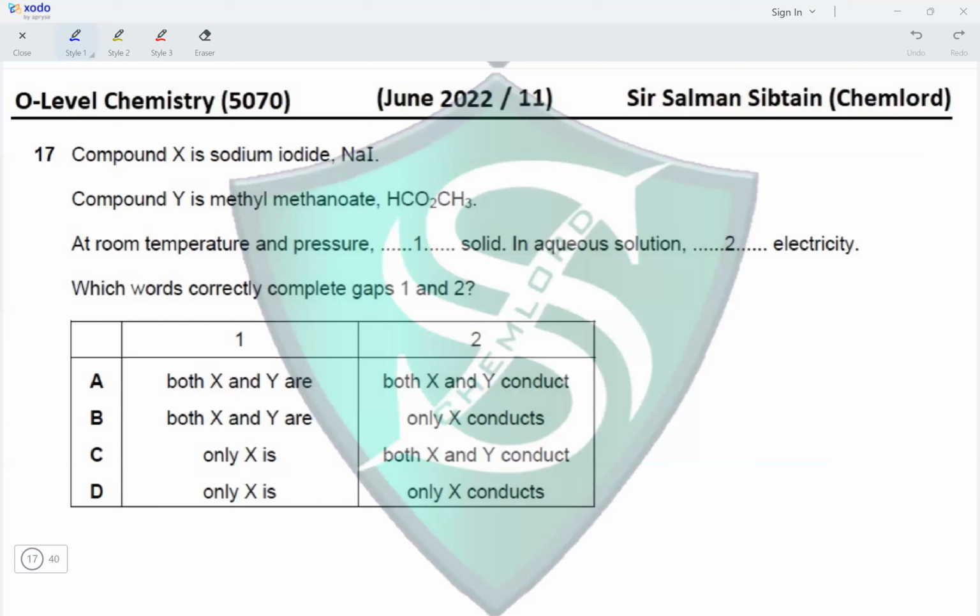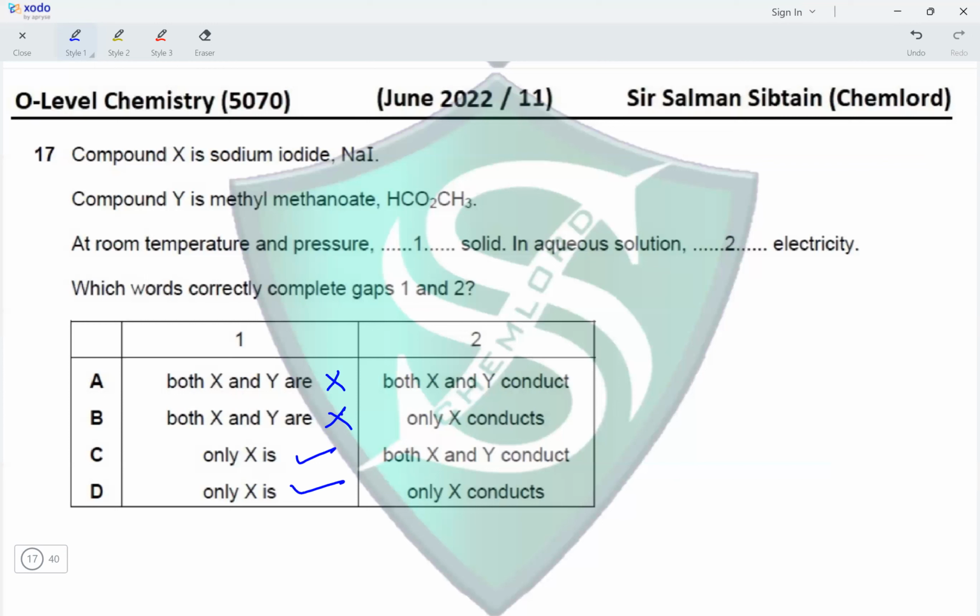Now, compound X is sodium iodide and Y is methyl methanoate. Y is an ester and X is an ionic solid. So, both X and Y are solids? No. Esters are liquids. This is wrong. B. Both X and Y are again wrong. Only X is a solid? Yes, sodium iodide is a solid. So, options A and B have been eliminated.